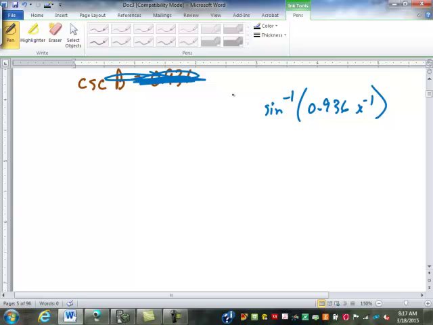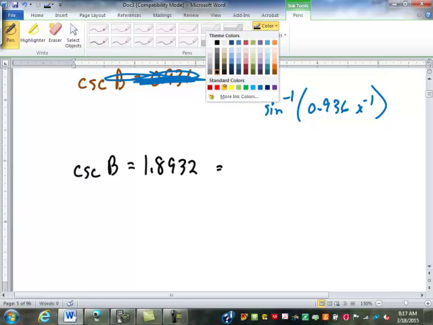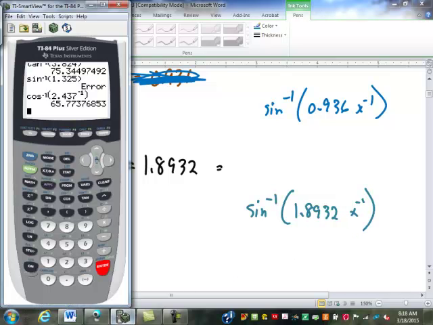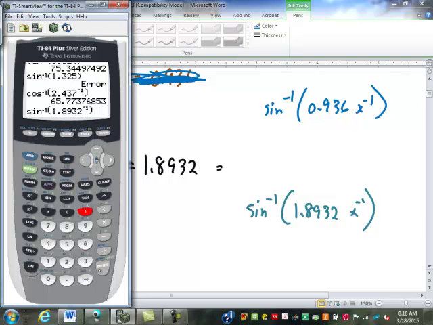I know I'm not very nice. Let's try that again then with a number that'll work. Cosecant of B is 1.8932. Find B. You get what? 31.88.